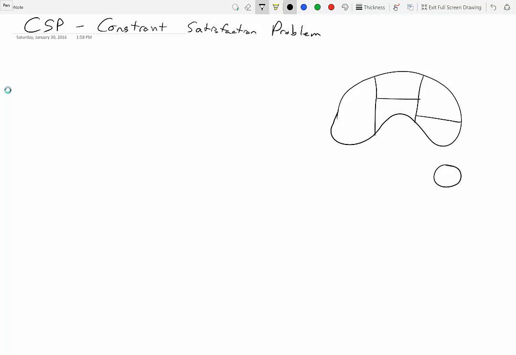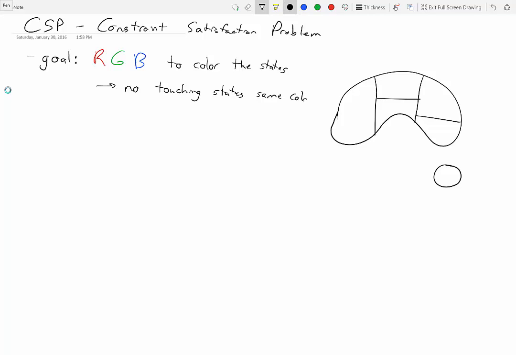Now, what's our goal going to be? Our goal is to use three colors, R, G, and B, to color the states. But we have a constraint: no touching states have the same color. So for constraint satisfaction problems, we have some goal, which in this one is to color the states, and then we have the constraint, or multiple constraints. And in this case, that no touching states have the same color.